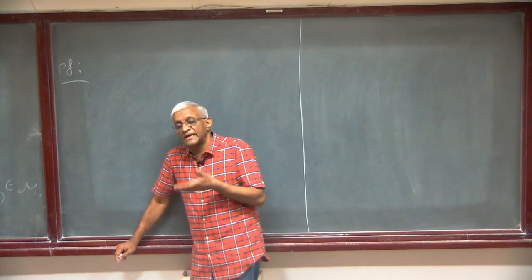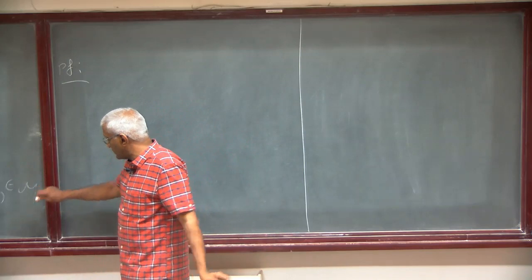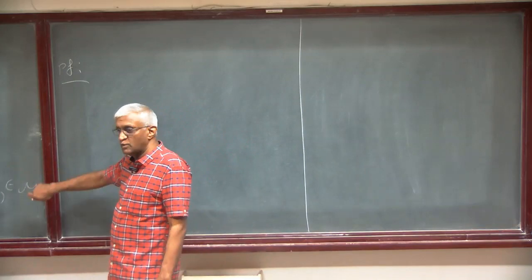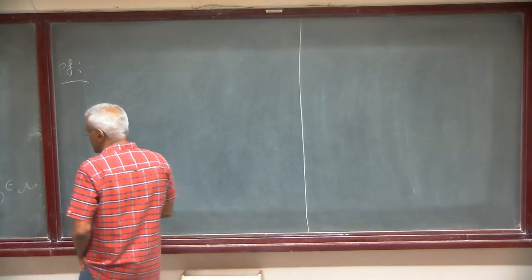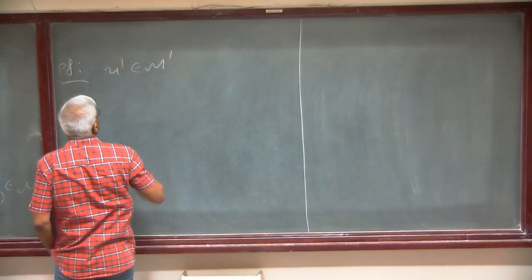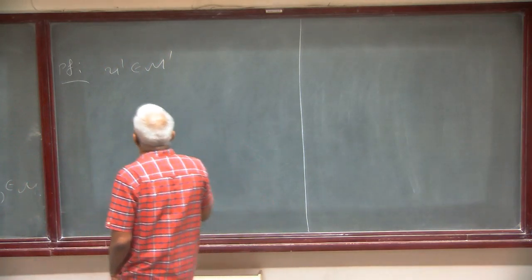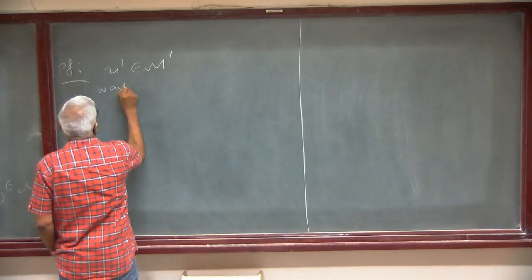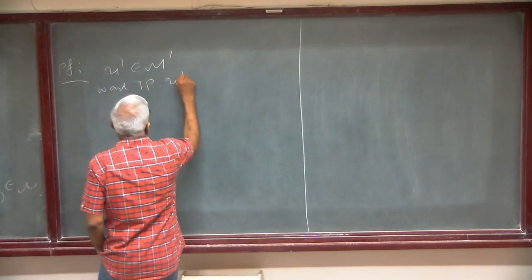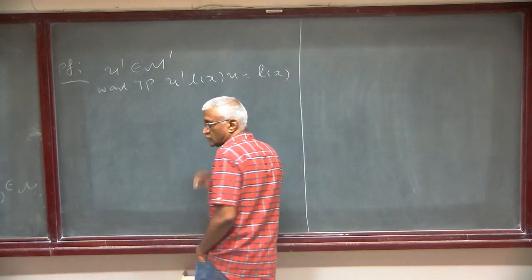And any Von Neumann algebra is generated by unitaries. So it's enough to show L of x commutes with unitaries in M prime. Then it will commute with everything in M prime. Okay. So for U prime in M prime, you want to show that L of x commutes with this. You want to prove U prime L of x U prime star equal to L of x. That's what you want to show.